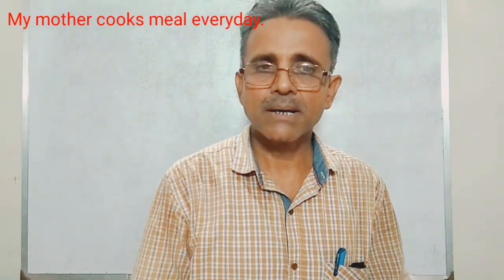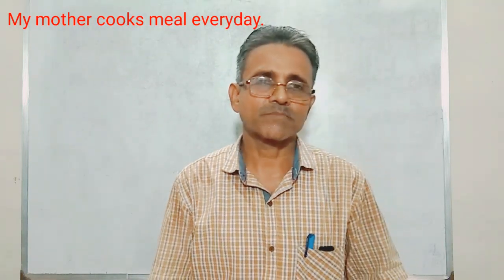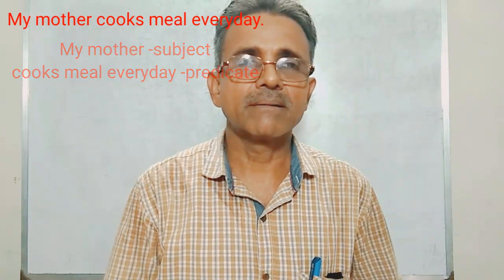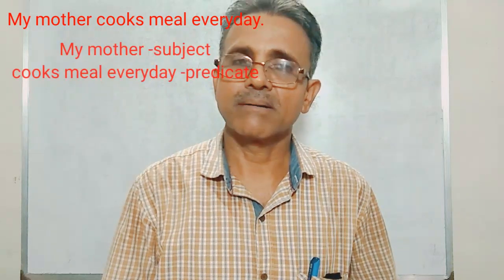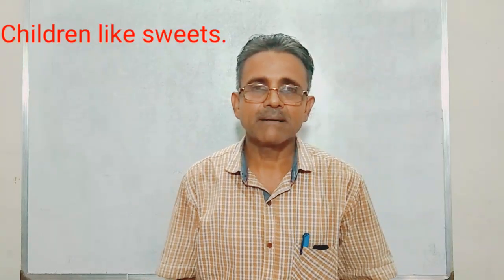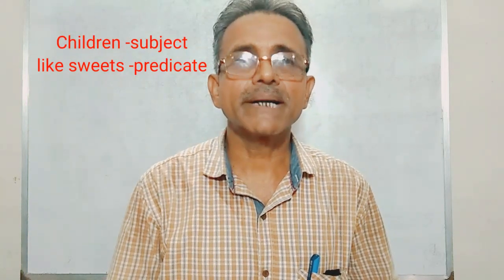So if we take them together in a sentence and it has a correct meaning, it is called a sentence. My mother cooks meal every day. My mother, it is the subject. Cooks meal every day, it is the predicate. Then children like sweet. Children, subject; like sweet, predicate.